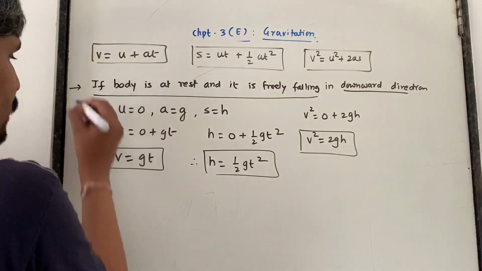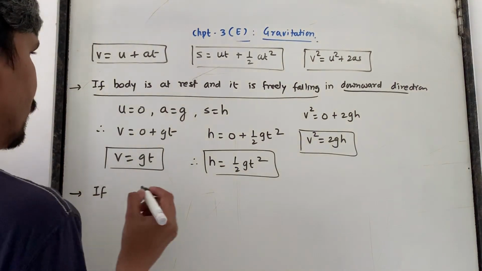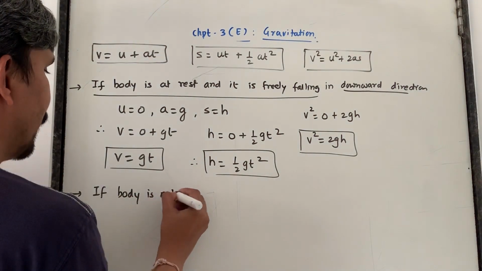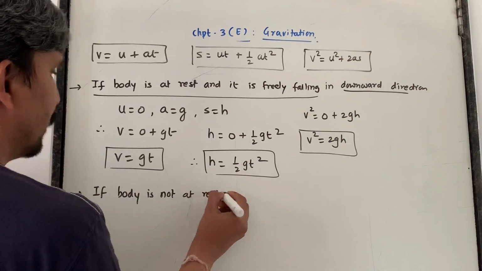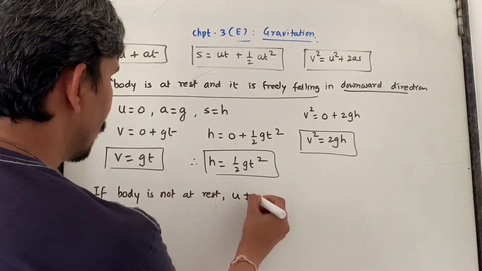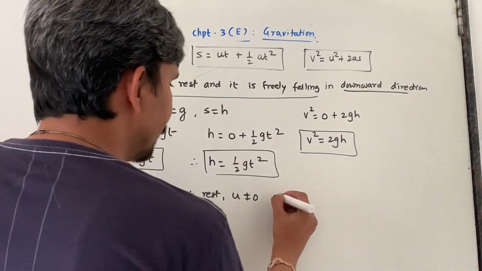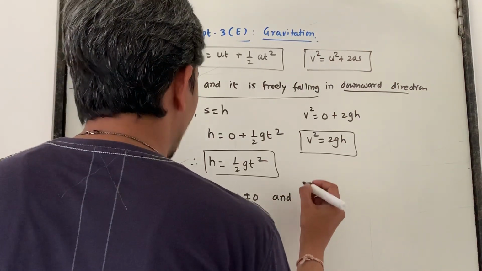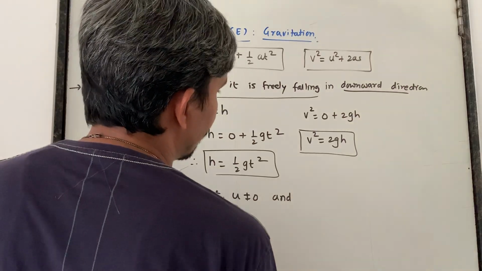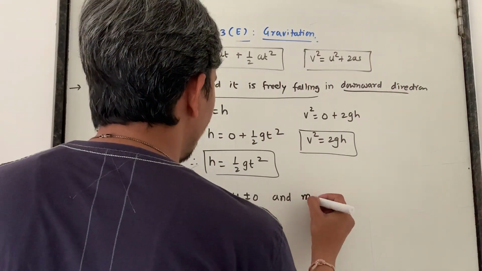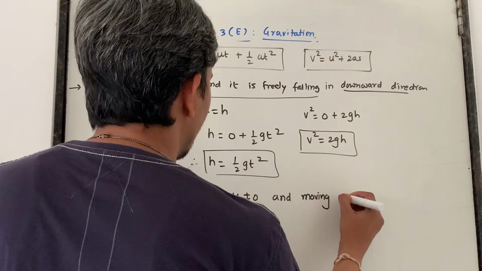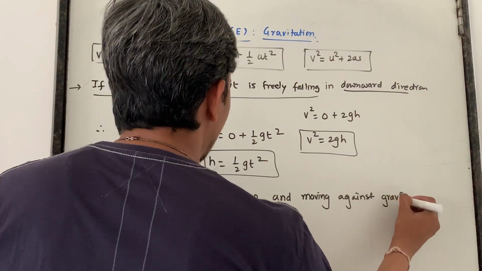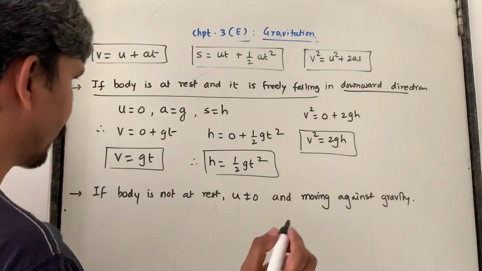Now second case, if the body is not at rest, that is u is not equal to 0, and it is sent against gravity and it is moving against gravity. So in that case, what will happen? Just check.